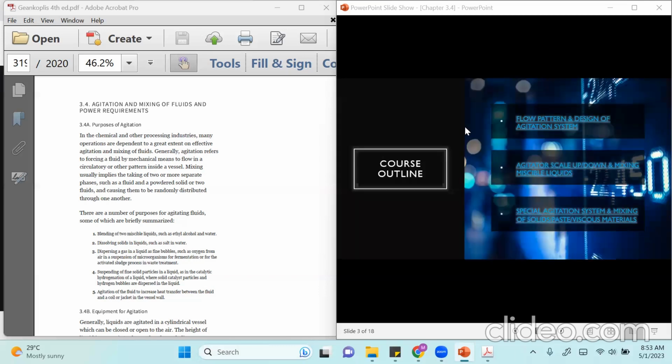Now, we have three course outlines here. First is flow pattern and design of agitation system. Second is agitator scale up and down and mixing miscible liquids. Third is special agitation system and mixing of solids, paste, and viscous materials.